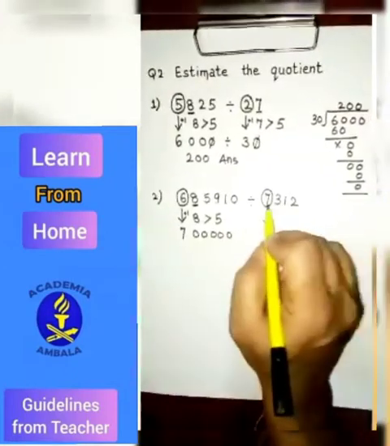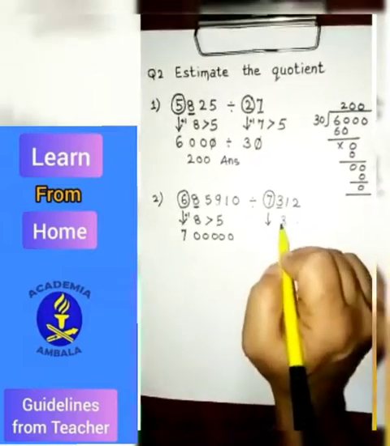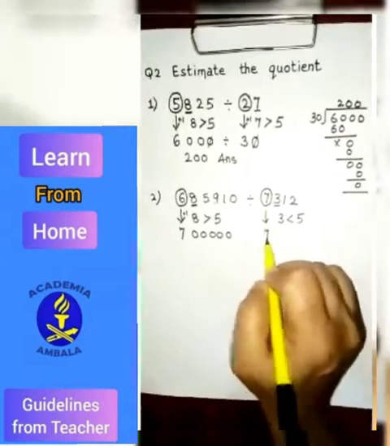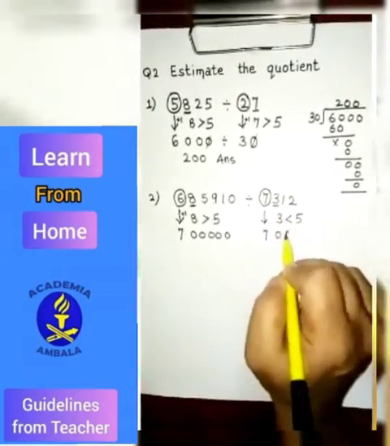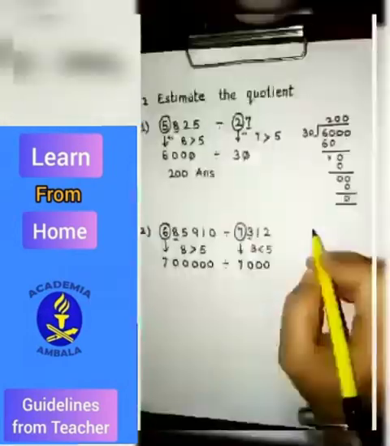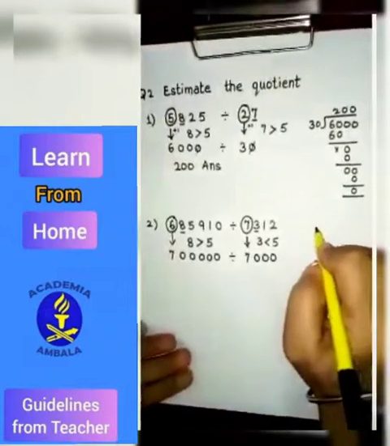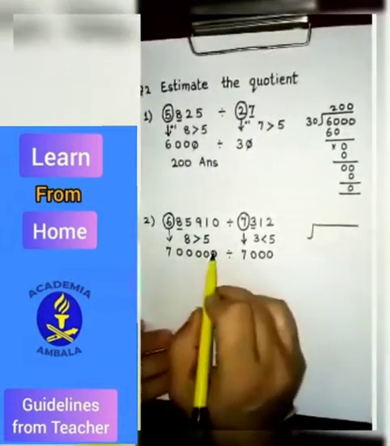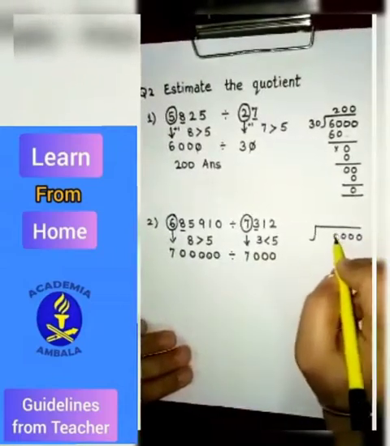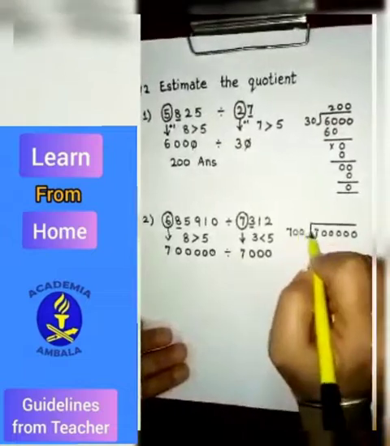So always count. This is 7 and the next digit to it is 3. 3 is smaller than 5. That means it will be the same digit copied down and 3 zeros. And then put division sign. When we have got these two numbers, estimated ones, we are going to divide them. 1, 2, 3, 4, 5. So when you are writing, be careful about the number of zeros. And over here it is 7000.